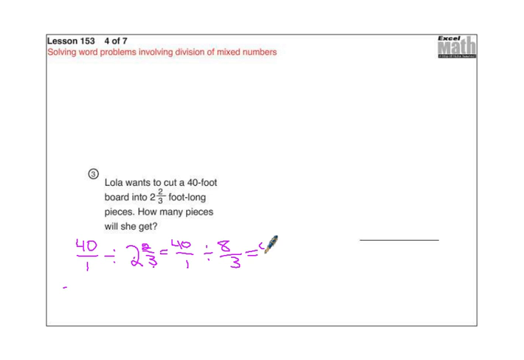No. 40 over 1 times 3/8. Can I cross reduce that? Yes. 40 and 8 can be divided by 8. 40 divided by 8 is 5. 8 divided by 8 is 1. What's the answer? 15 over 1. 15 what? Pieces. How many pieces? 15 pieces. The board's cut into 15 pieces. Each one is 2 2/3 foot long. Altogether, that's 40 feet.